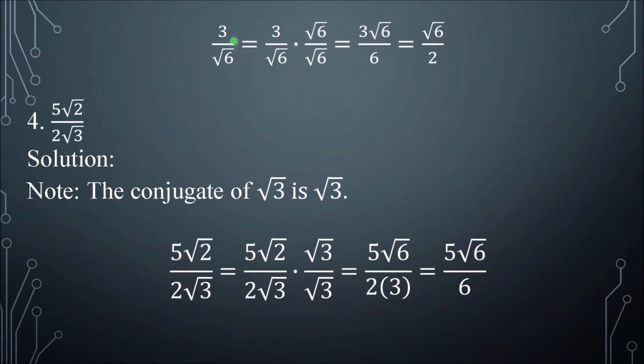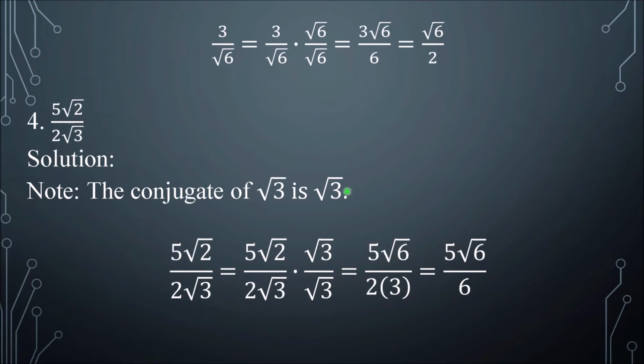So again, 3 over square root of 6, we need to multiply the conjugate, square root of 6, to the denominator, and we need also to multiply square root of 6, the conjugate, to the numerator. So that's 3 square root of 6, because 3 times square root of 6 is 3 square root of 6. Square root of 6 times square root of 6 is 6. So the final answer is square root of 6 over 2. Why over 2? Because 3 over 6 can still be simplified into 1/2. So square root of 6 over 2 is the final answer.